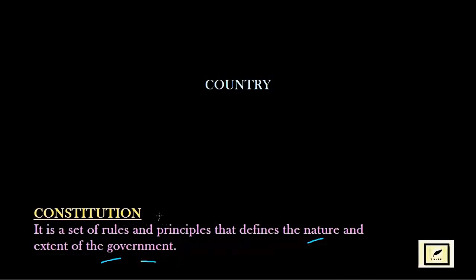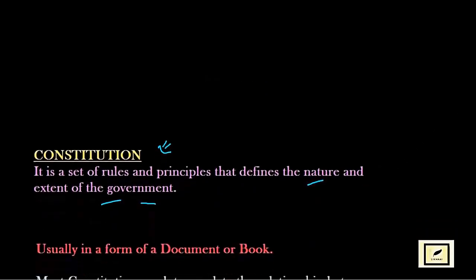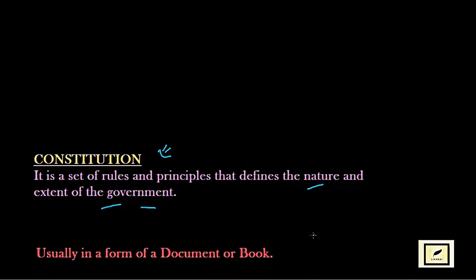It's the rules and the principles which are mentioned in the constitution. Let's see it a little further. It is usually in the form of a document or a book. So when we say a constitution of a country, we are talking about a kind of book or paper or document where it is written how a government should be. So it is a kind of book first.